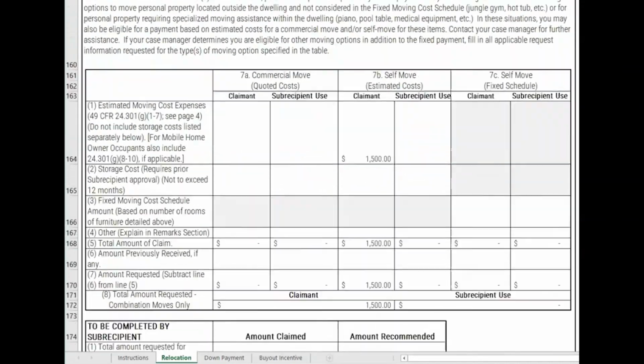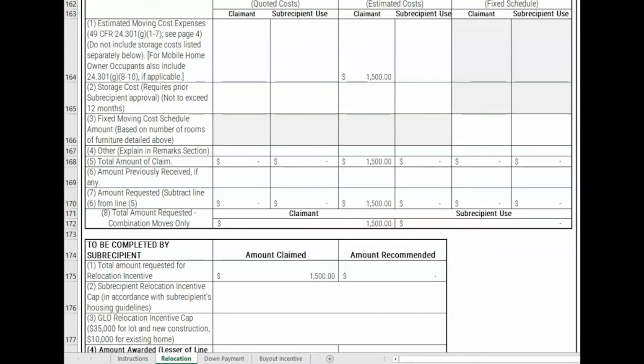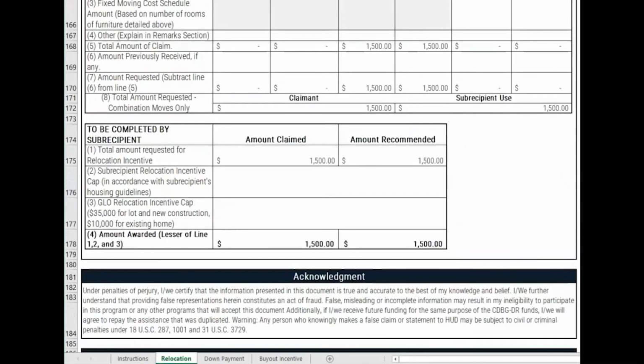In Section C, in the subrecipient use columns, the subrecipient should input the amount that their review of the information provided found eligible in the column corresponding to the type of reimbursement being requested. For example, commercial move, self-move, or fixed schedule. Once the subrecipient has reviewed the backup documentation and input their amount recommended in the subrecipient use columns in the first table in C, the subrecipient should complete the To Be Completed by Subrecipient table.